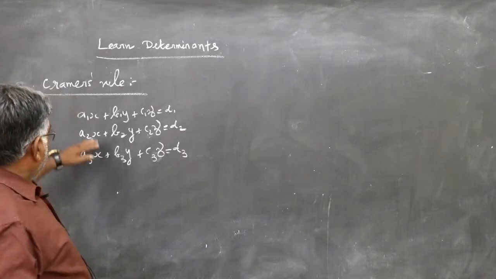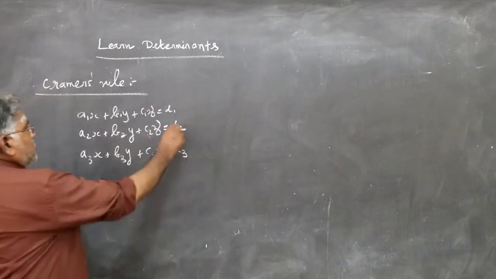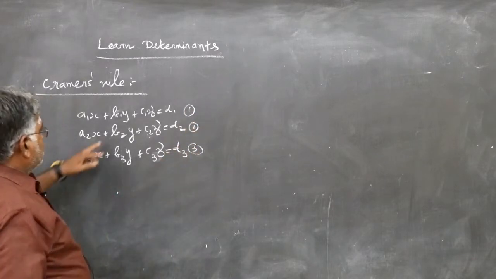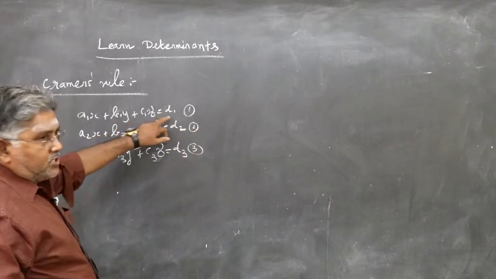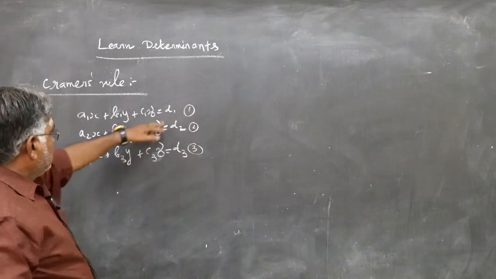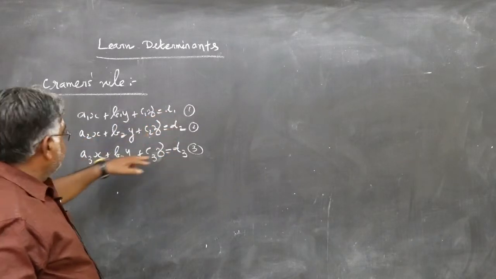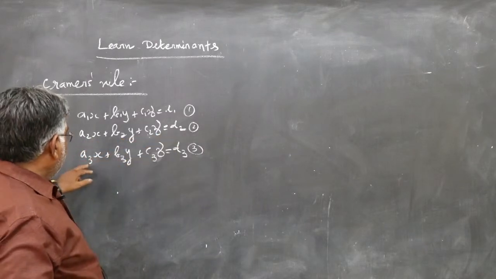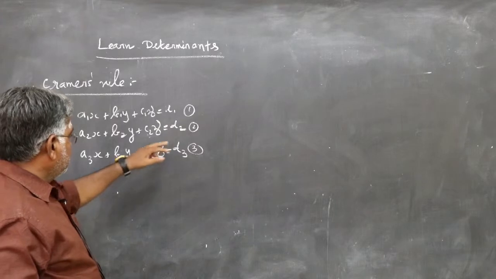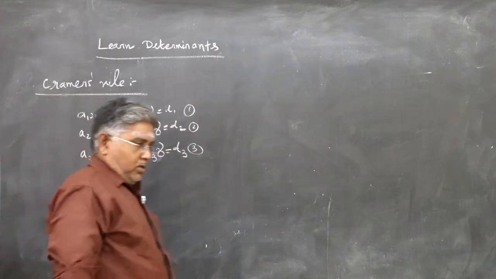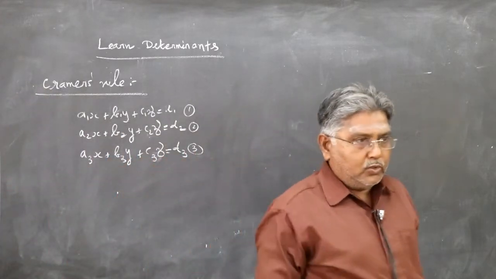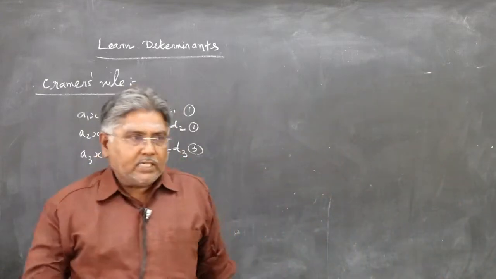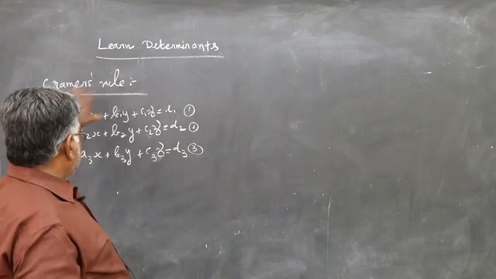Okay. Now these are the equations. Let's say this is equation 1, equation 2, equation 3. a1x plus b1y plus c1z is d1. These are all some numbers. a2x plus b2y plus c2z is d2. a3x plus b3y plus c3z is equal to d3. So, okay, we will see how to use this Cramer's rule. You will have to extract 4 determinants from this system.